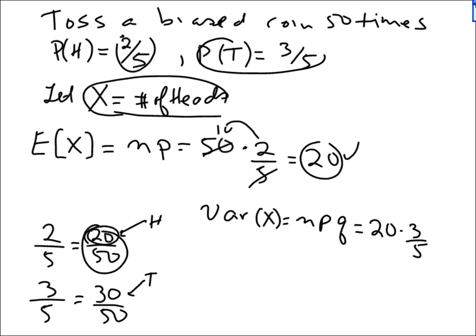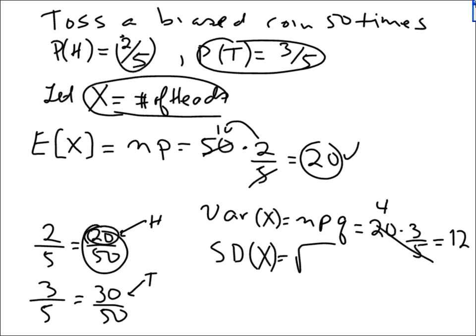That is the probability of getting a tail. 3/5. Turns out that 5 goes into 24 times, 12. And if I asked you for the standard deviation of x, other than simplifying, it's very simple. It's just the square root of the variance. 12 is 4 times 3. The reason I picked 4 is I know the square root of 4 times the square root of 3. It's 2 square root of 3.